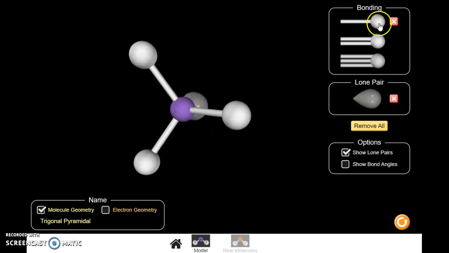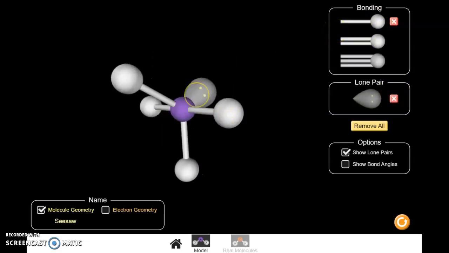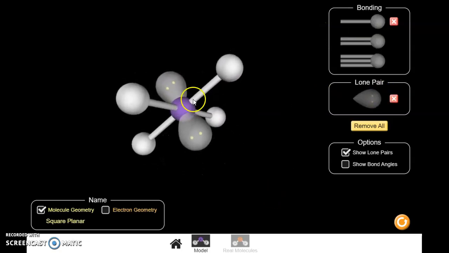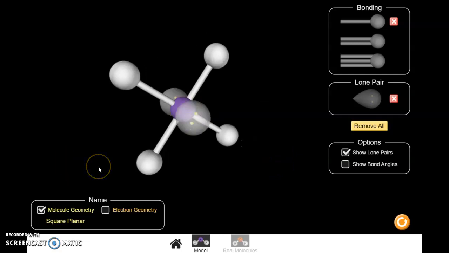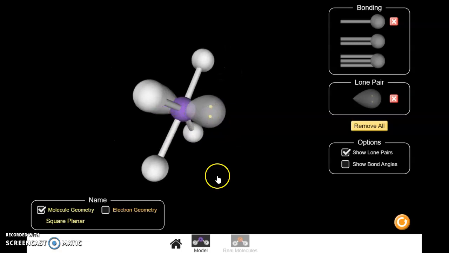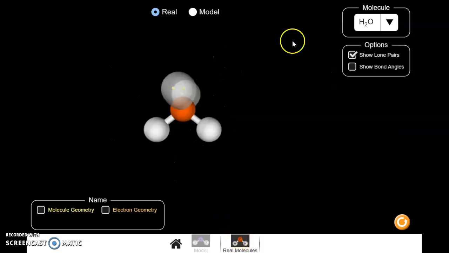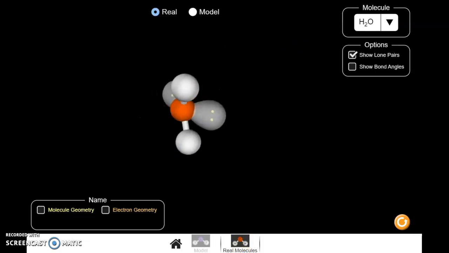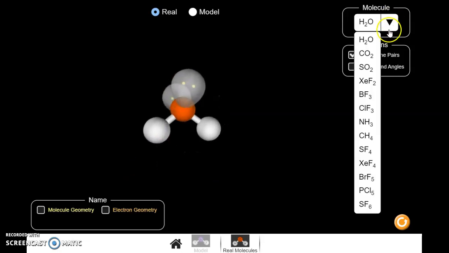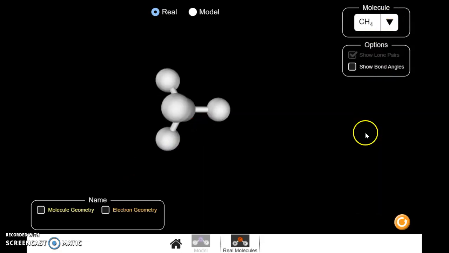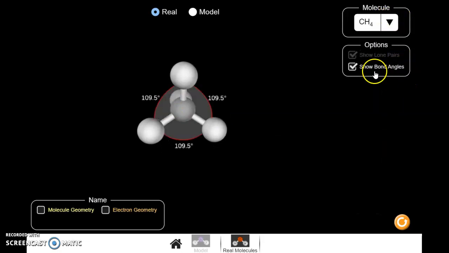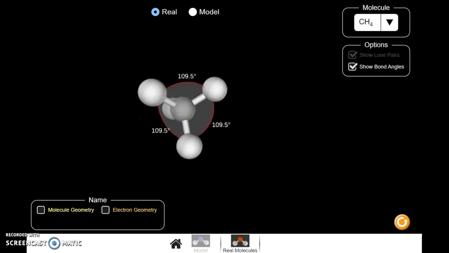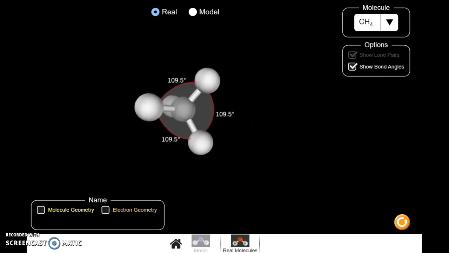Let's take a look at what happens if we add another one. So here's our seesaw. Here's our square planar. It's pretty cool. I actually really like this. And this is just with AX stuff, with no elements. But then you can look at real molecules as well. So here's our little water. It's so cute, right? So here is our methane. You can even ask it to show the bond angles. This is awesome. So here's our tetrahedral with the 109.5.